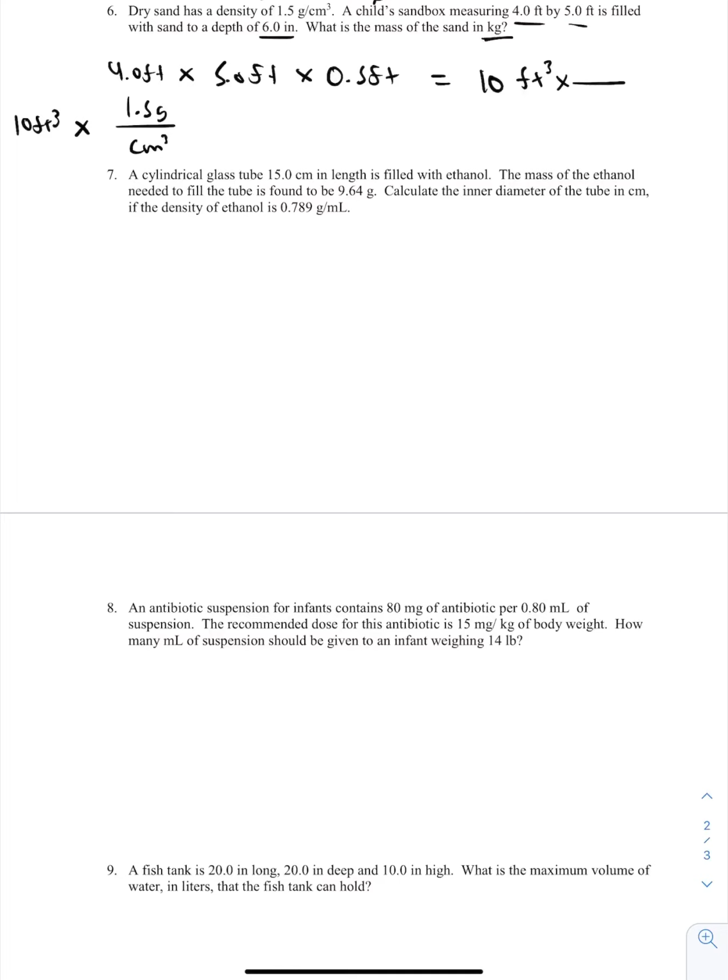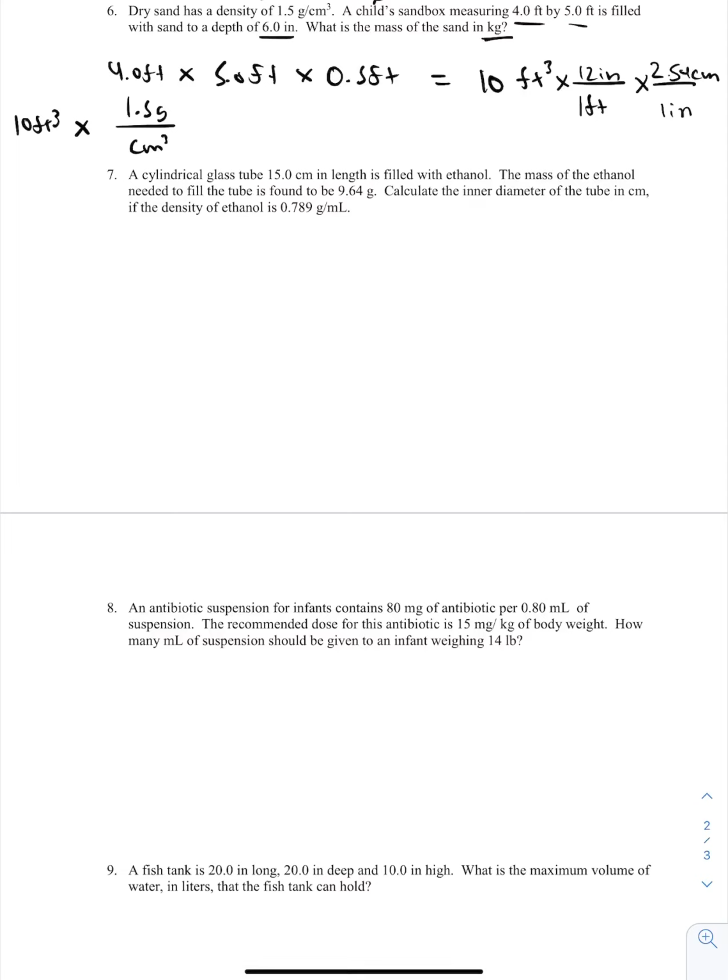I'm going to approach this as if my feet just had a power of 1. So I need to go from feet to centimeters. So I am going to go from feet to inches, inches to centimeters. So I know that in 1 foot, there's 12 inches, right? And I know that in 1 inch, there's 2.54 centimeters, right?